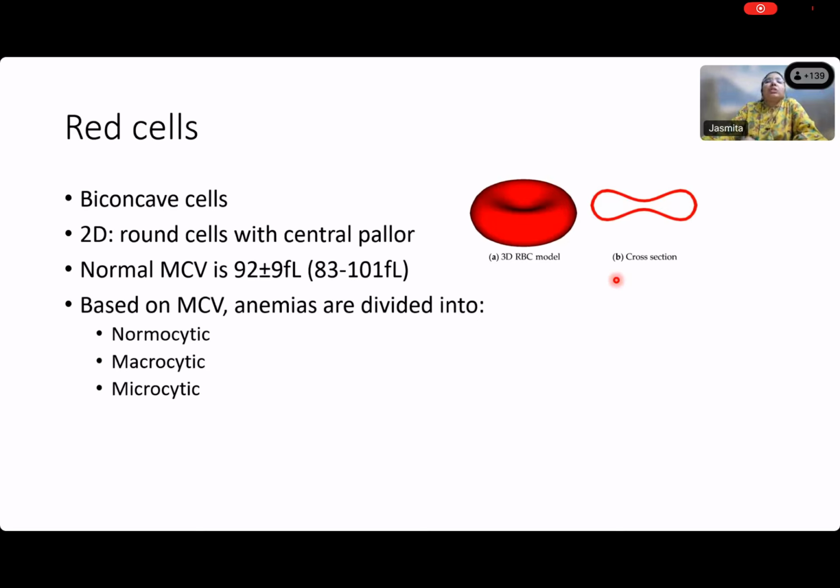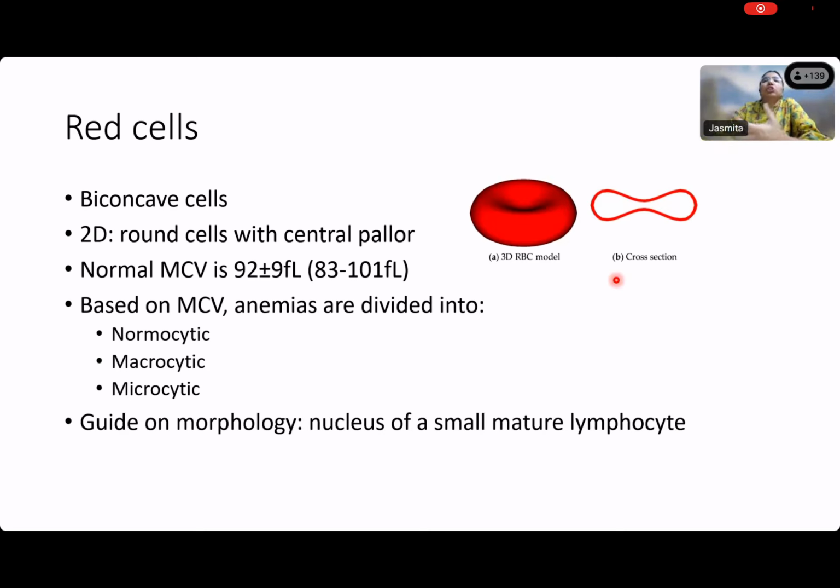However, if you don't have that, then on the slide, the helpful cell on morphology is the nucleus of a small mature lymphocyte. A normal red cell should be roughly the same size as the small mature lymphocyte nucleus. Macrocytes will be larger and microcytes will be smaller than that.